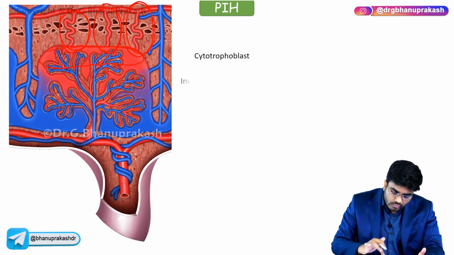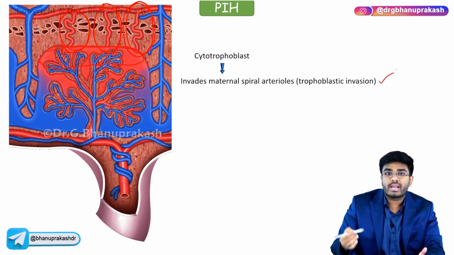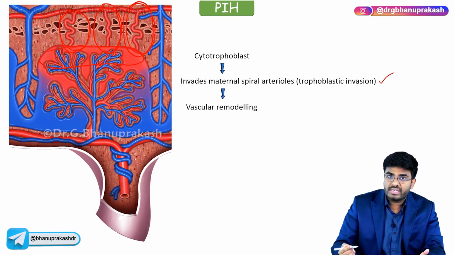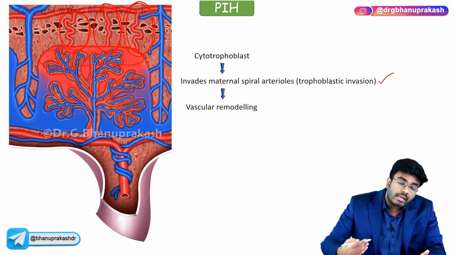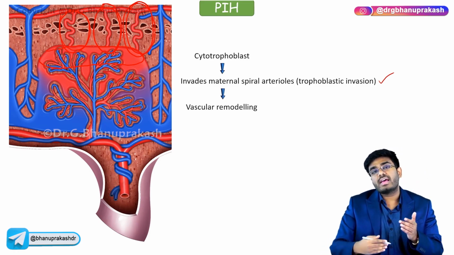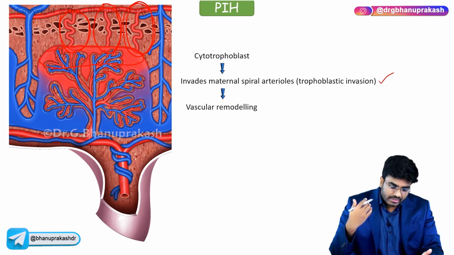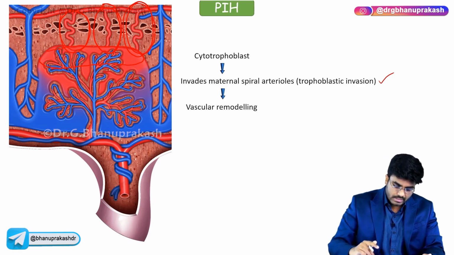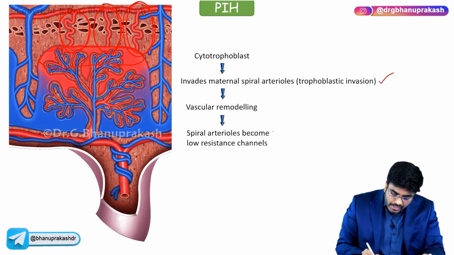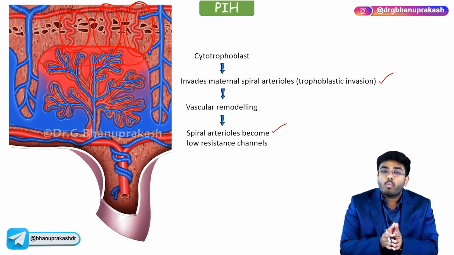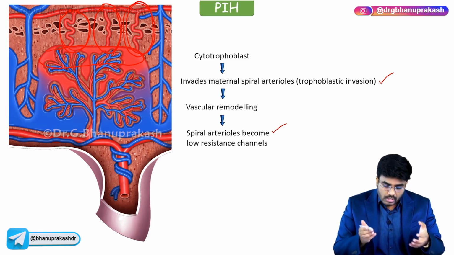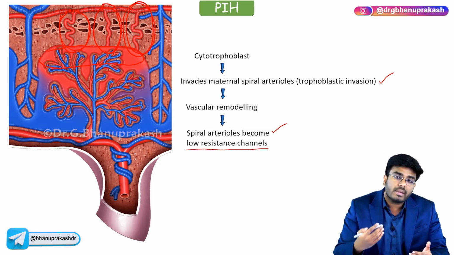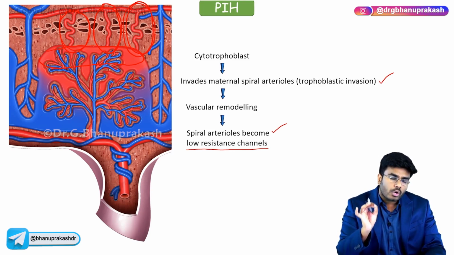The cytotrophoblast invades the maternal spiral arterioles, and that process is known as trophoblastic invasion, which happens physiologically. Because of this, vascular remodeling happens, where the endothelial lining and the muscular linings are replaced by the cytotrophoblast. Ultimately, the spiral arterioles become more widened and opened up, so that they become low resistance channels. Low resistance means more blood is coming to the placenta. This is what happens normally.